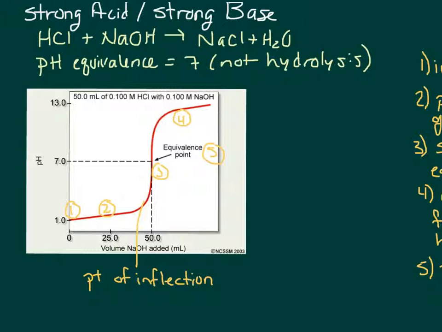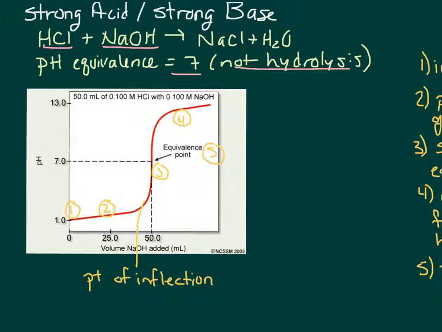The first one we're looking at is a strong acid, strong base. If we take HCl and NaOH, we create NaCl and H2O. Because we have a strong acid and a strong base, we have no hydrolysis occurring, as we learned in 18.3. Therefore, the pH at the equivalence point should be 7.